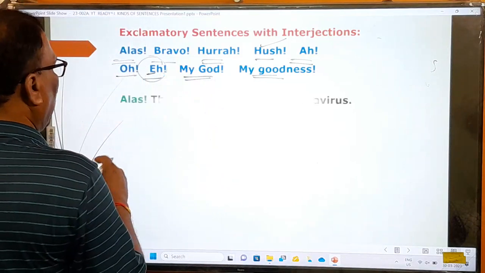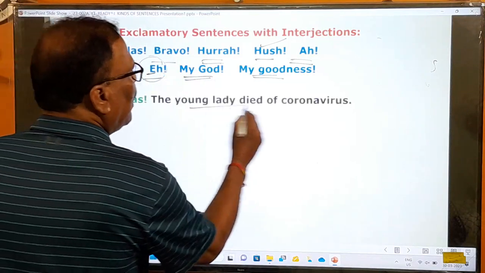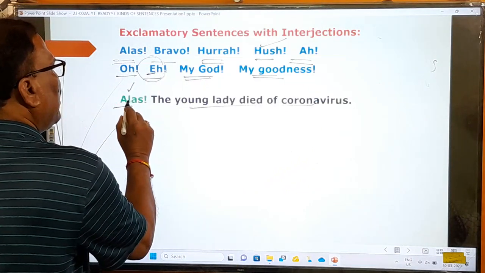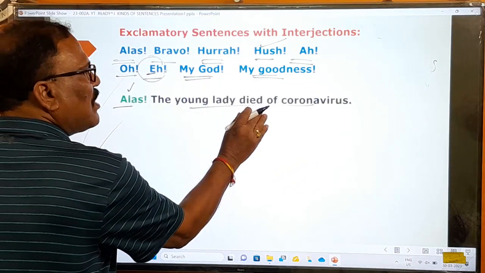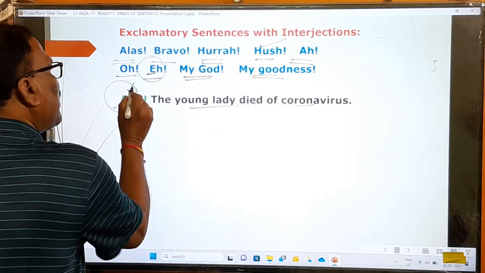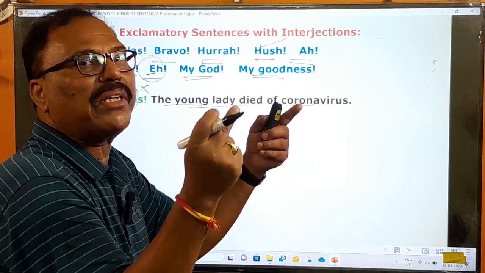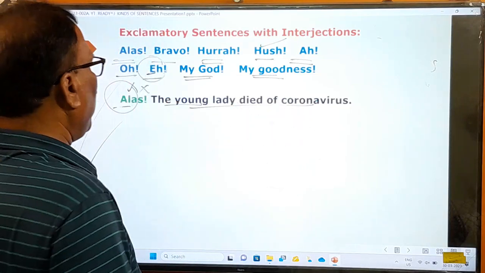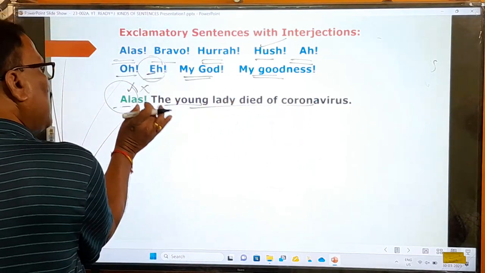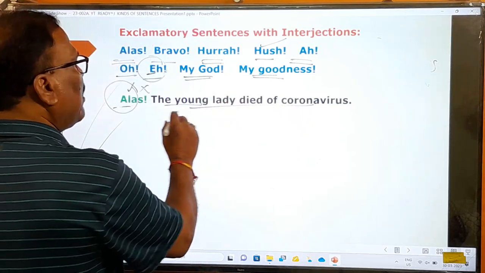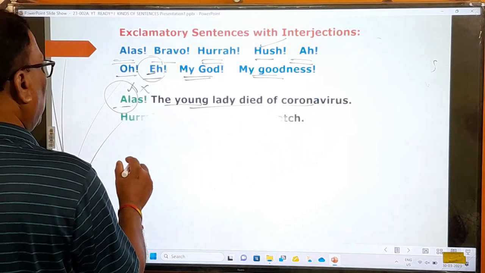And here it is like that. Alas, the young lady died of coronavirus. See, alas, it's a word indicating sadness. Here is the sad news. But remember, between this interjection and this sentence, there is no grammatical link or grammatical relationship. Remember that. It is separate and it is separate, but these are brought together to make the sentences. That's it. Alas, the young lady died of coronavirus.